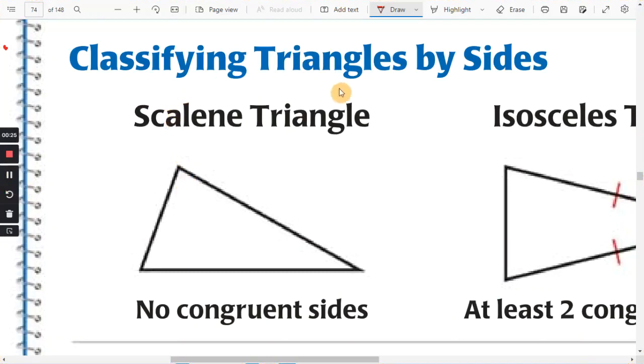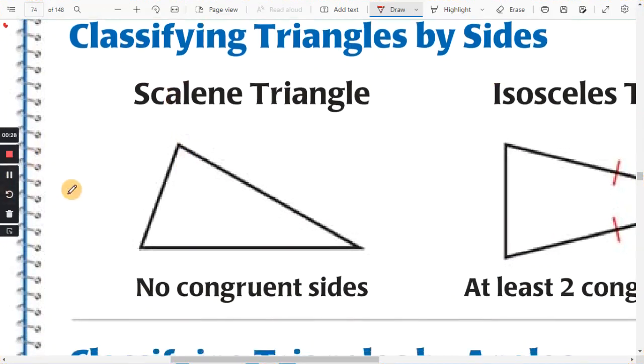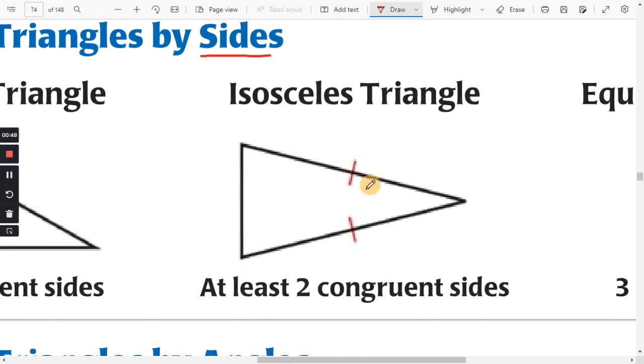So as far as classifying triangles by sides, remember that congruent means the same measurement. In the case of sides, it's going to be the same length. But anyhow, a scalene triangle has no congruent sides, okay? So 0 sides are the same length or congruent. An isosceles triangle has at least 2 congruent sides. So in other words, the number of congruent sides is going to be 2 or 3.